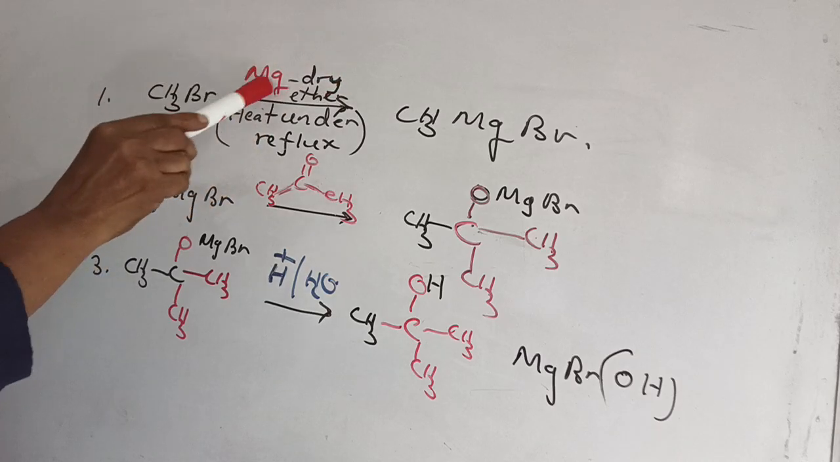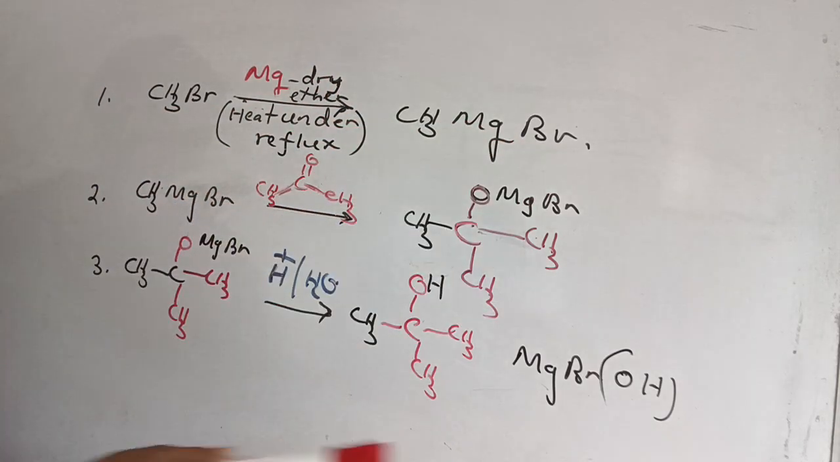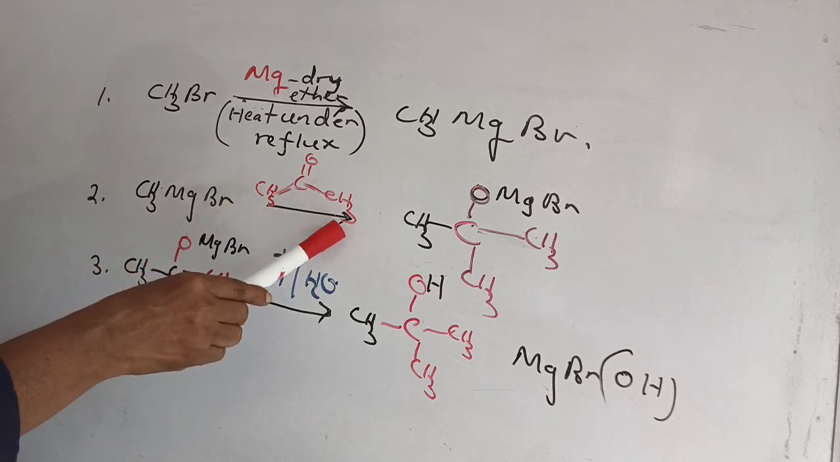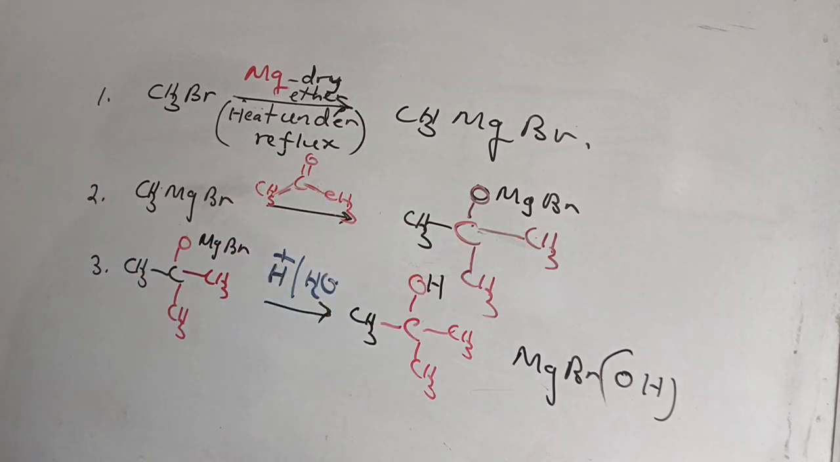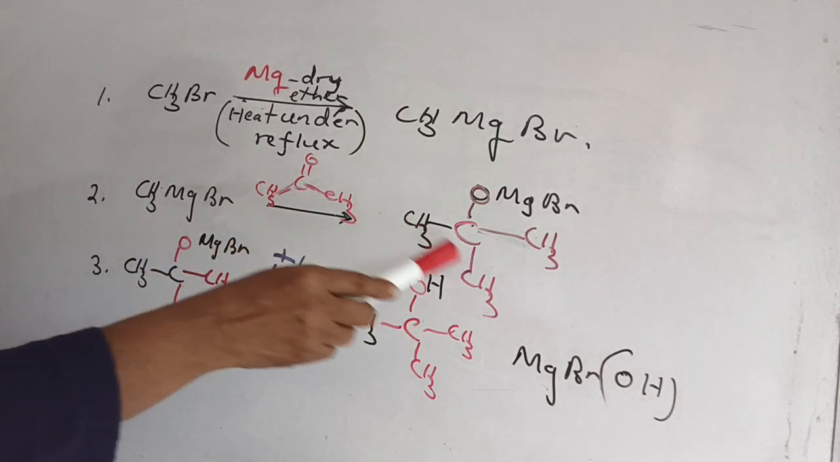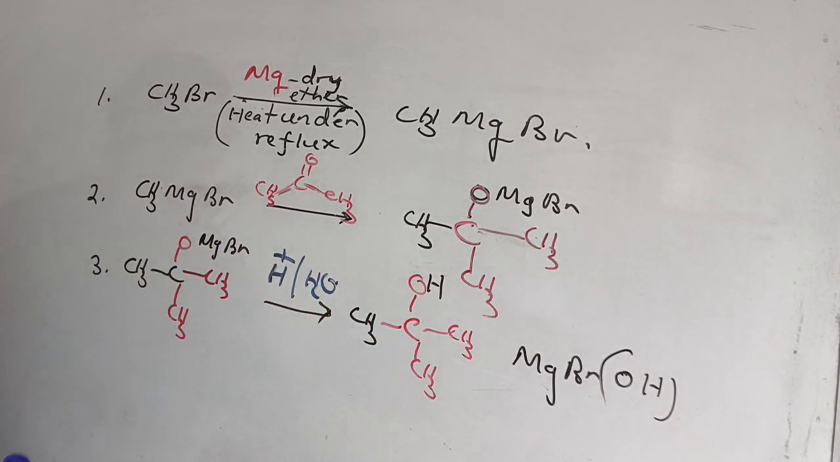Bromomethane is allowed to react with magnesium in dry ether, heat under reflux, and we get the Grignard reagent. It is allowed to react with propanone. I put in red color the carbon from propanone. So we get this intermediate. Once we get this intermediate, it undergoes acidic hydrolysis.